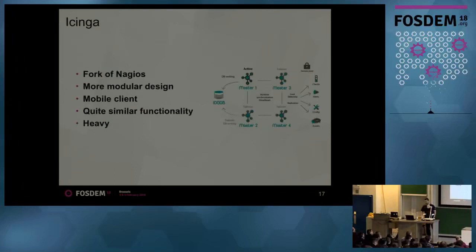Icinga is a kind of fork of Nagios, and it has been created to be more distributed. There are multiple nodes set up, separate databases, etc. People say that they're both equivalent, but I think that this one is much more prepared for being distributed. But it's still very heavy. It provides quite similar functionality. It has an additional mobile client. That doesn't matter for us because we are doing some embedded stuff.